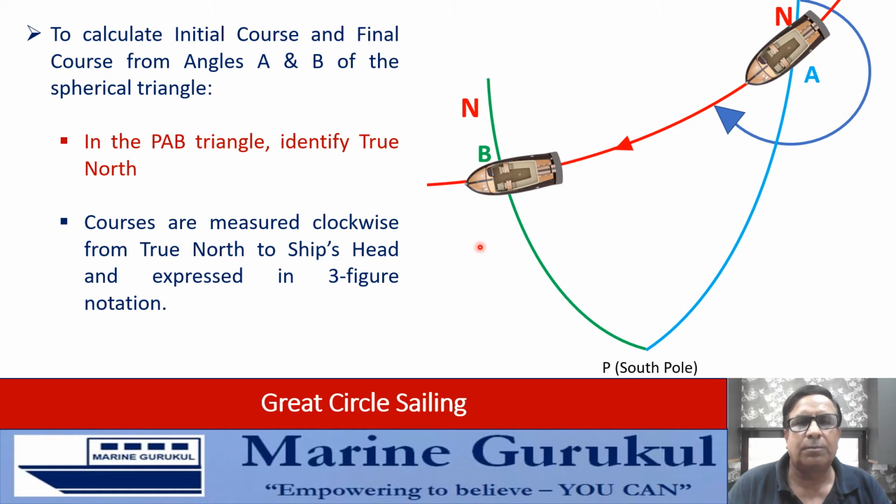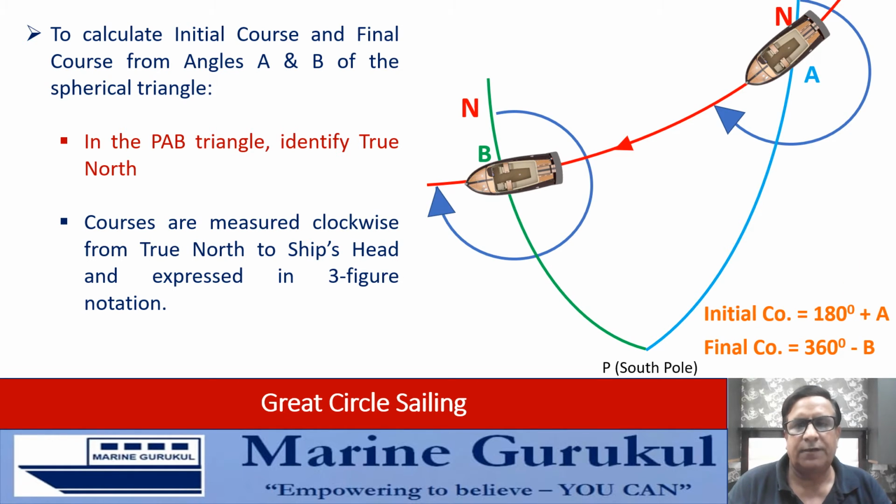Likewise, let's first mark off the final course at B. Final course at B shall be this one. What you have calculated is this angle B. This angle B is equal to this one, which is vertically opposite. And what do we see? Final course is 360 degrees minus angle B. In this case, the initial course is 180 plus angle A, and the final course is 360 degrees minus angle B. With these couple of illustrations, I'm sure now you'll be able to get initial and final courses having calculated the internal angles A and B of the PAB triangle.